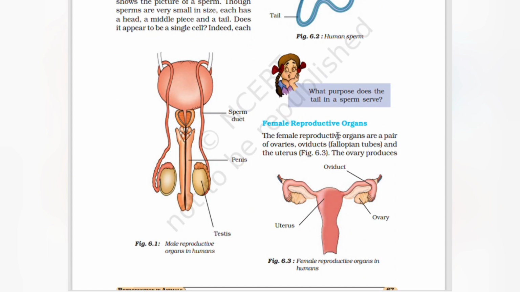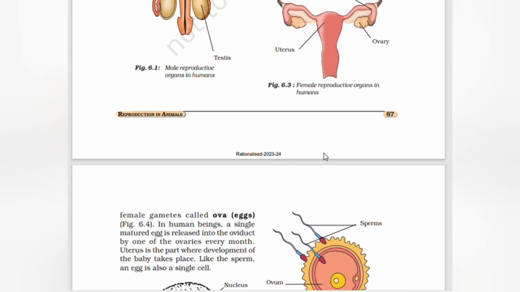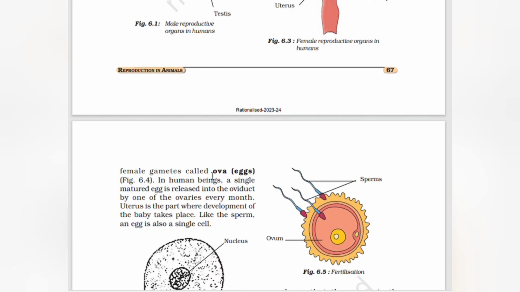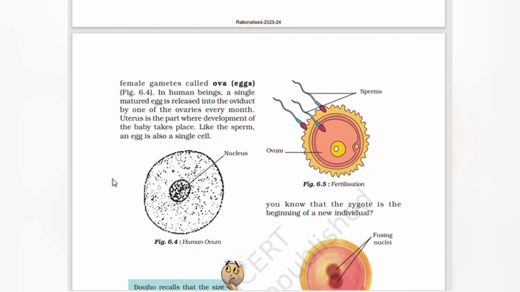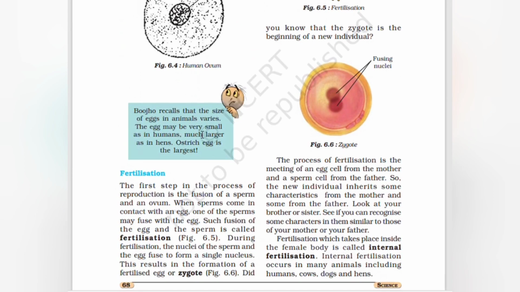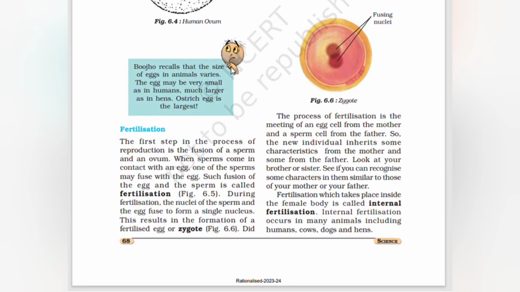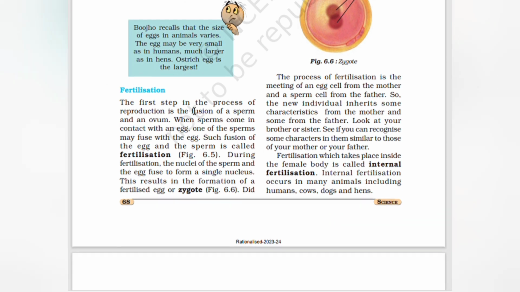Female reproductive organs. The female reproductive organs are a pair of ovaries, oviducts, that is fallopian tubes, and the uterus. The ovary produces female gametes called the ova or the eggs. In human beings, a single matured egg is released into the oviduct by one of the ovaries every month. The uterus is the part where development of the baby takes place. Like the sperm, an egg is also a single cell. Do you recall that the size of eggs in animals varies? An egg may be very small as in humans or big as in the ostrich.